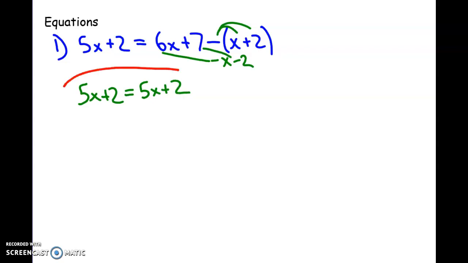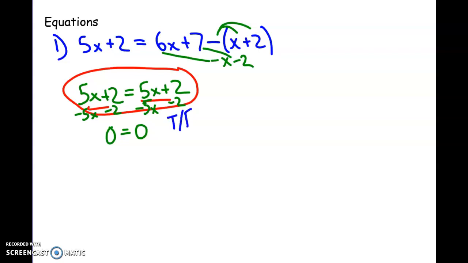Right here, warning bells should be going off in my head because I'm seeing the exact same thing on both sides. And if I continue the process of solving, subtracting 2, subtracting 2, subtracting 5x, like I was trying to solve for x, I end up getting 0 equals 0. So this is where I have to ask myself, is this true or false? And this is a true statement. If that is the case, because the variables have canceled out and I'm left with two numbers equaling each other, that means that my answer is all real numbers.